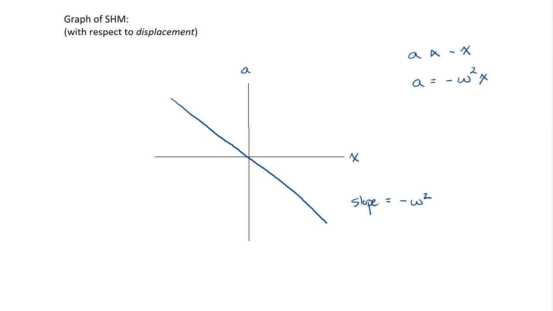We could change this and make this a force versus displacement graph, and if it were force versus displacement, we would need to multiply both sides here by mass, because mass times acceleration, that's equal to force. So I would get negative mass times omega squared times x, and in this case, the slope would be equal to negative mass times omega squared. So let's look at equations and graphs of simple harmonic motion.